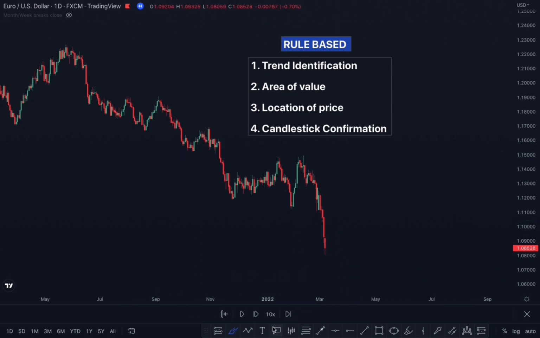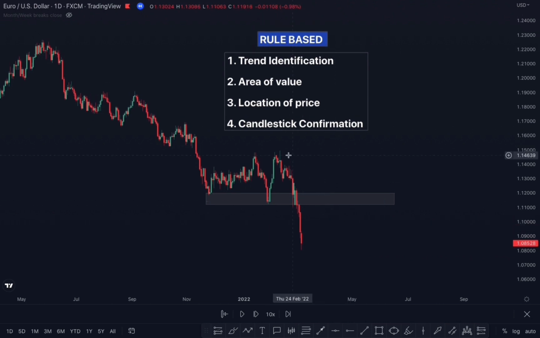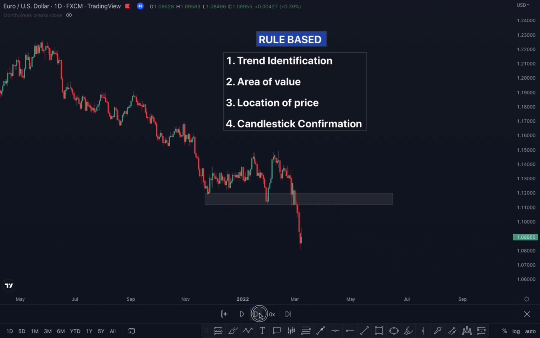The second thing we're going to do is to identify an area of value. So the area of value is basically going to be the most recent support level that got broken, right? So this is our area of value, and we are waiting for price to get here for us to get our confirmation, right? So the third thing is the location of price. We can see price is nowhere close to the area of value, so we have to wait for price to be there. So let's see how price is going to unfold.